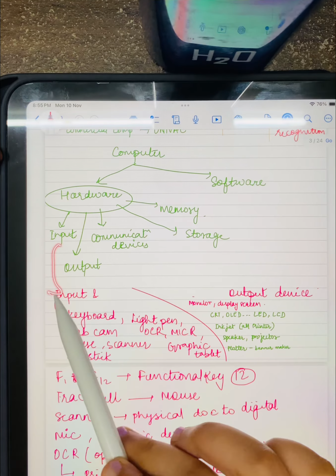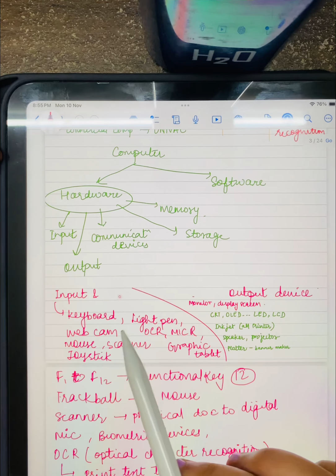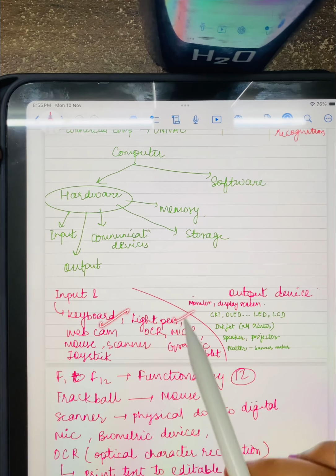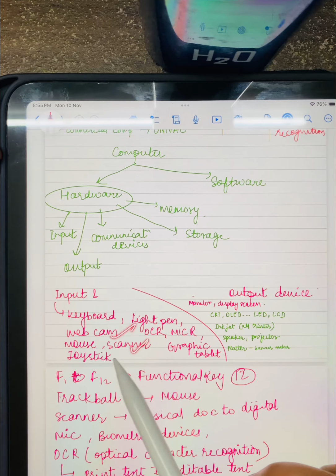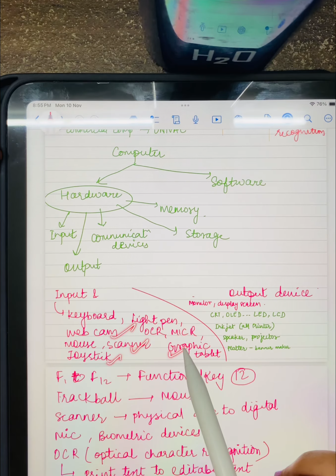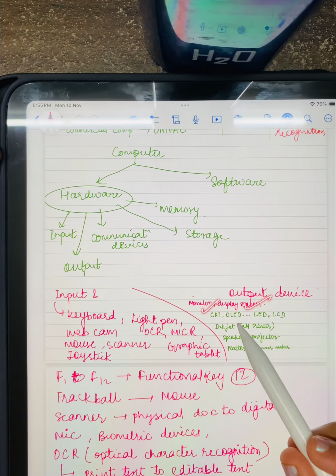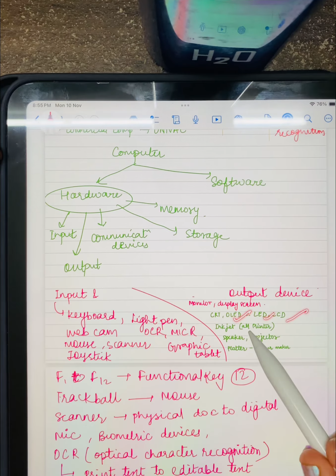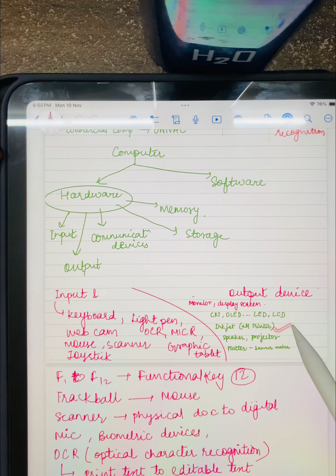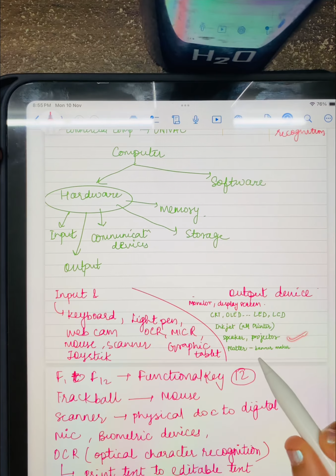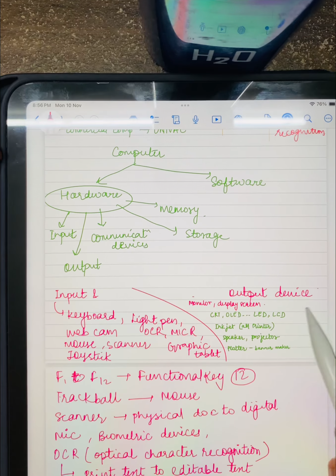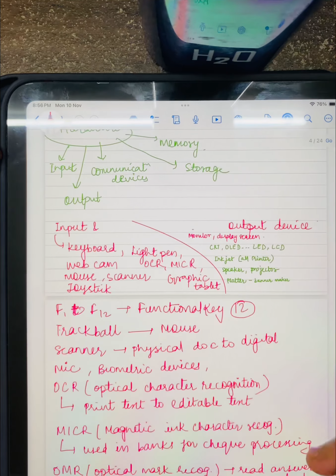And what constitutes an input? Input constitutes keyboard, light pen, webcam, mouse, scanner, joystick, graphic tablet. And output devices constitute monitor, display screen, LED, OLED, LCD, inkjet. Inkjet is an example of a printer. Output devices constitute all printers, speaker, projector, plotter, banner maker. I hope you all know this. This is very basic, we have read it in school.